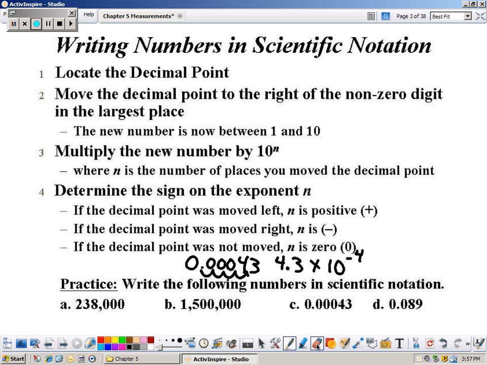Let's try the next example. So this time, start with 0.089. Follow the same procedure. So you want to move it to the right of the number with the highest place value. So that'll be the 8. So you're going to move it to the right of the 8. Okay, so that'll give 8.9. And that's a number between 1 and 10.